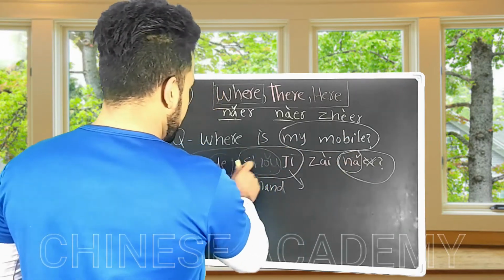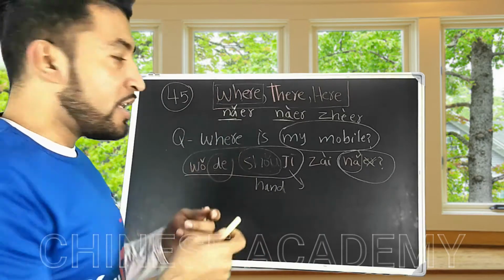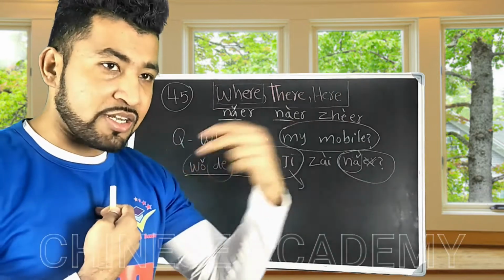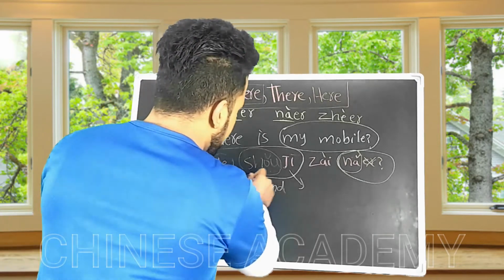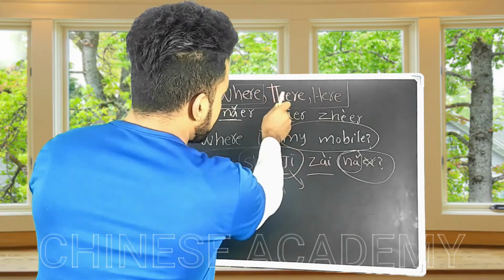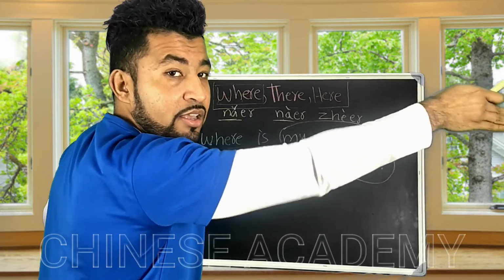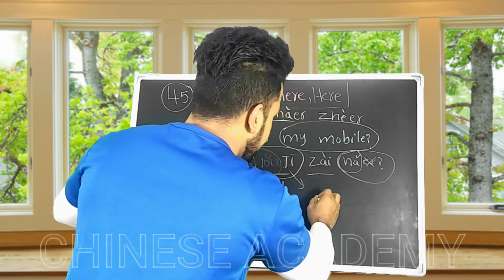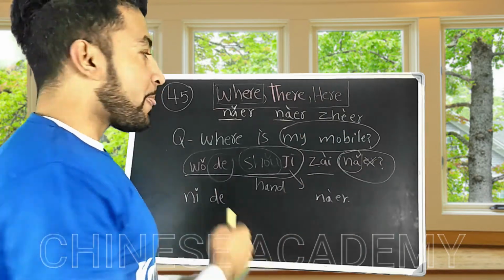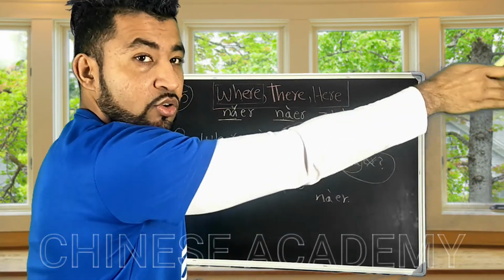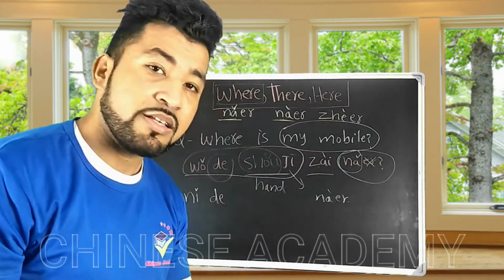Where is my mobile? 我的手机在哪儿? For this question, someone can answer us 你的. We are asking about our phone, so another person can answer us 你的, for example. 你的手机在那儿, if it's there, they will put this word 那儿 instead of 哪儿, the where. 你的手机在那儿, your mobile phone is there. 我的手机在哪儿, where is my mobile? 你的手机在那儿, your mobile is there. Or maybe your mobile is here, 你的手机在这儿.